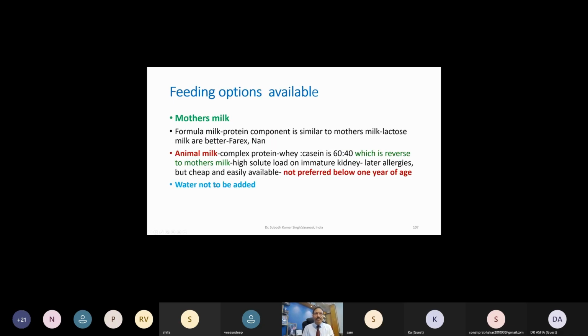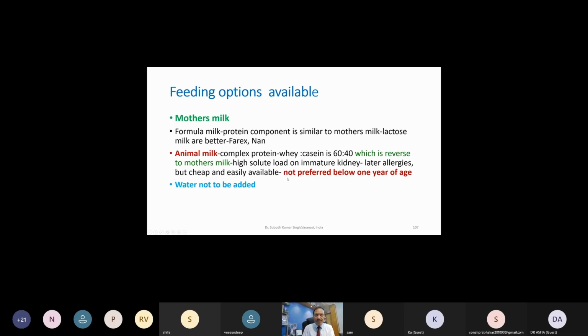So what are the options available? It is mother's milk, or formula milk, which has a protein component similar to the mother's milk, and which is good for the baby. The animal milk has a complex protein weight ratio, which is reverse to the mother's milk, and it has a high solute load on the immature kidneys of the infant, and it also causes allergies later on, but it's cheap and easily available, and therefore most of the mothers provide this milk.